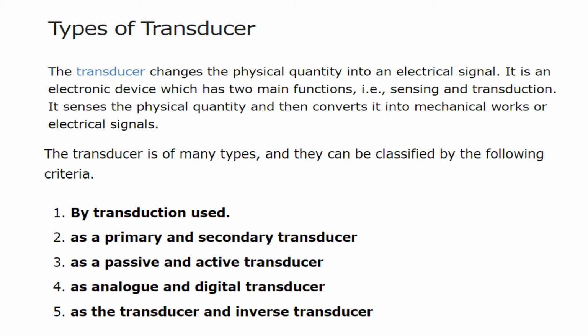The transducer is of many types and they can be classified by the following criteria. First, by transduction used. Second, as a primary and secondary transducer. Third, as a passive and active transducer. Fourth, as analog and digital transducer. Fifth, as the transducer and inverse transducer.